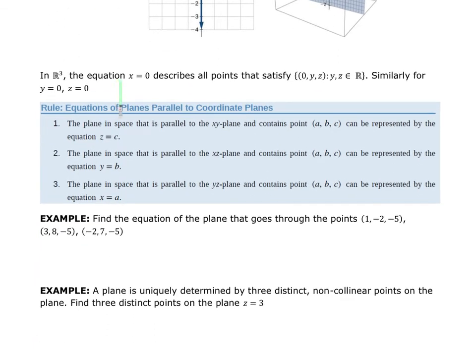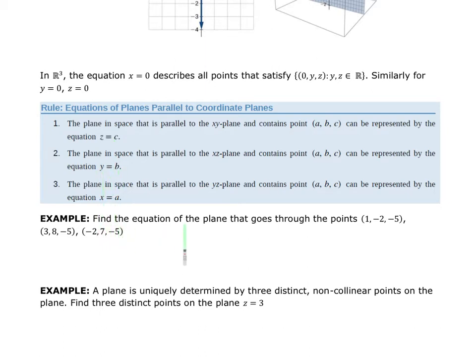And we know the equation x is equal to 0 describes all the points that satisfy this, which is x is 0 and y and z can take on any real number. We can do the same thing when we have y is equal to 0 and z is equal to 0. So the plane in space that is parallel to the xz plane is y is equal to b, and likewise z is equal to c, and x is equal to a.